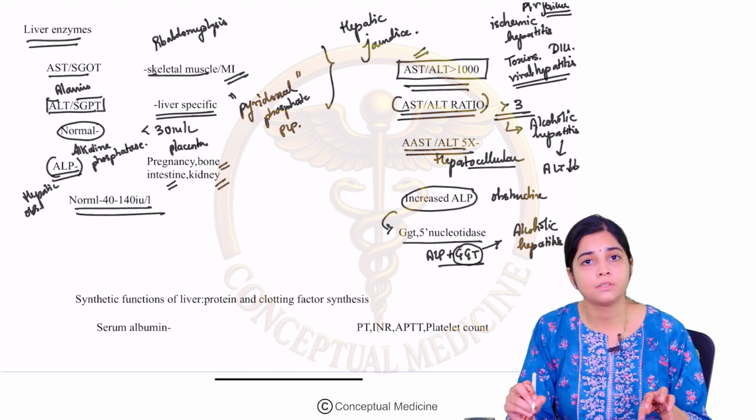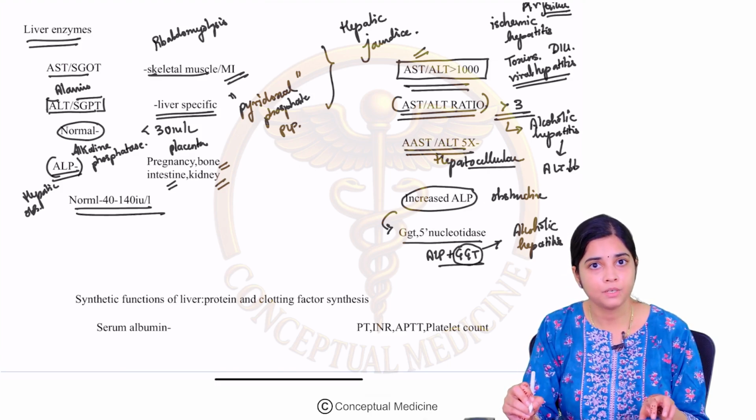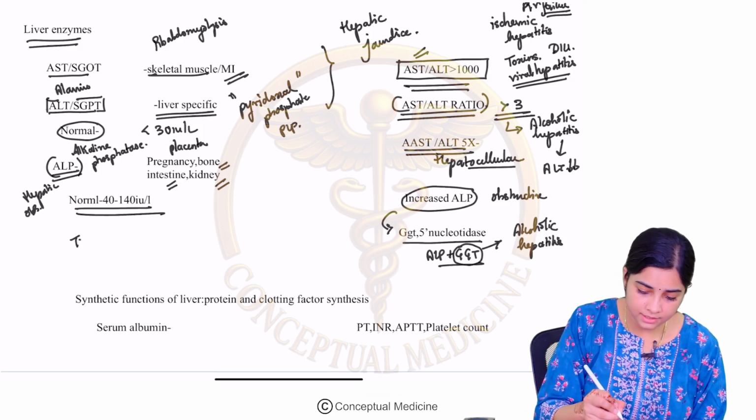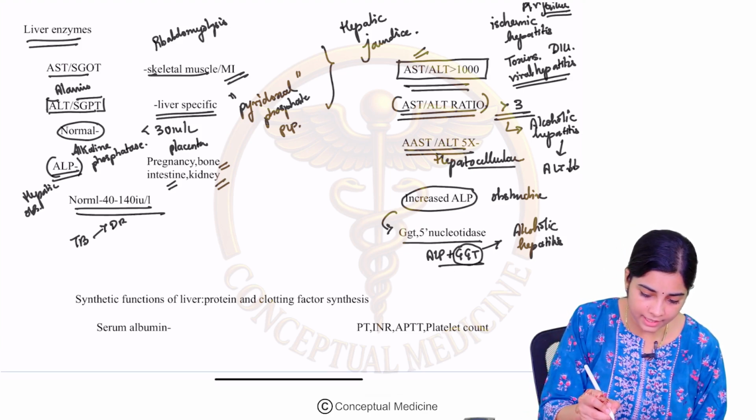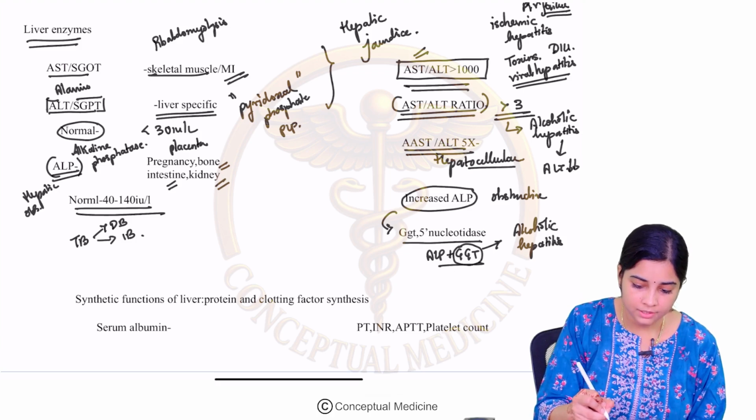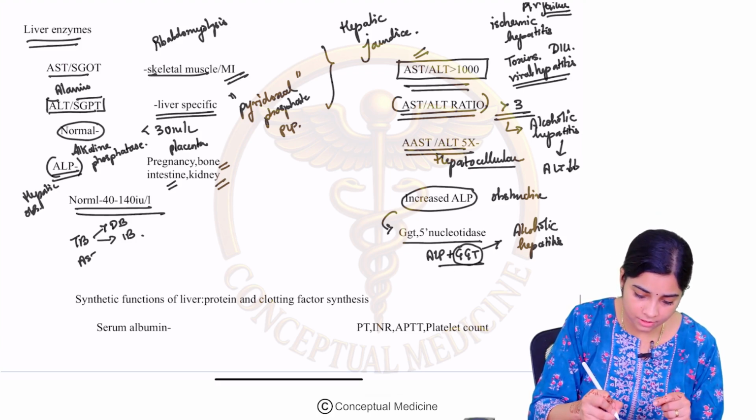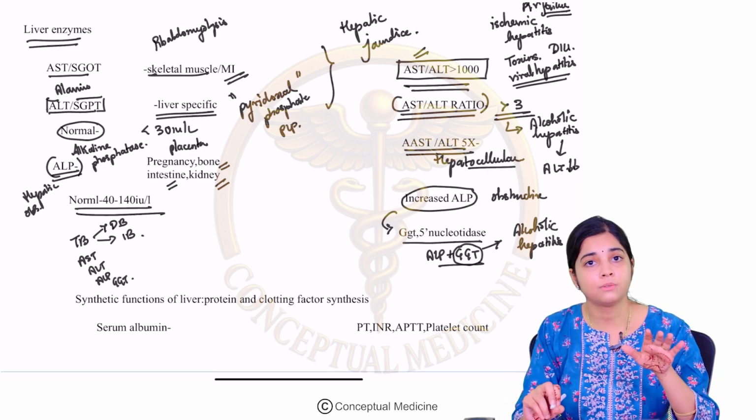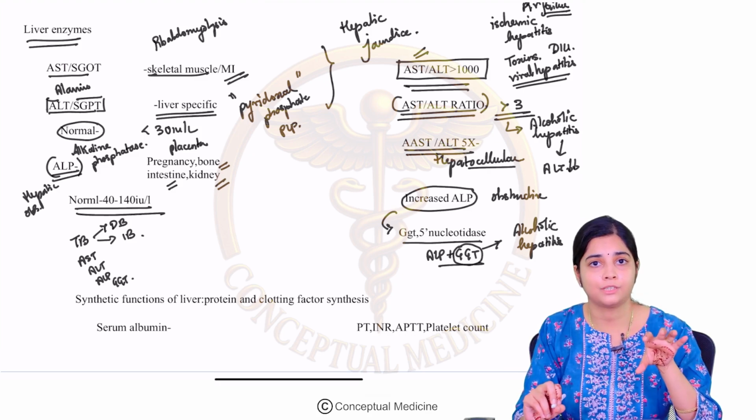So till now, what are all the liver enzymes that we have learned? We are basically looking at your liver function test. We have seen that the components are total bilirubin, which includes direct bilirubin and indirect bilirubin. Then we have to look at the liver enzymes, which includes AST, ALT, ALP, GGT. Okay. So this is on the whole your basic liver function test.